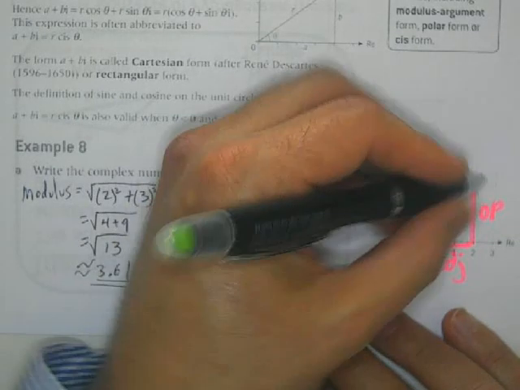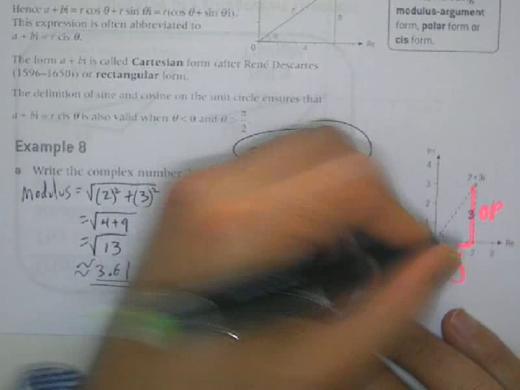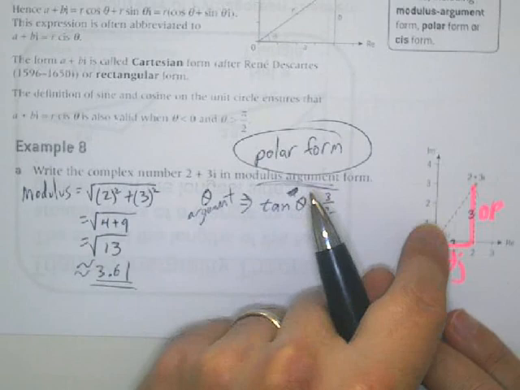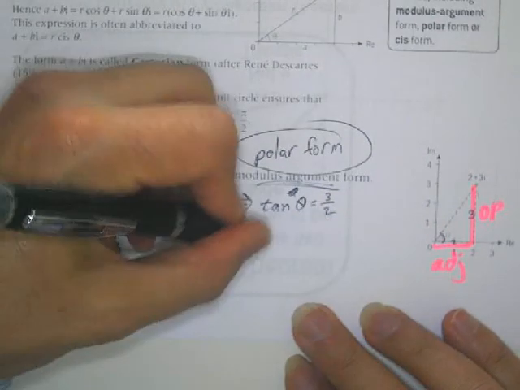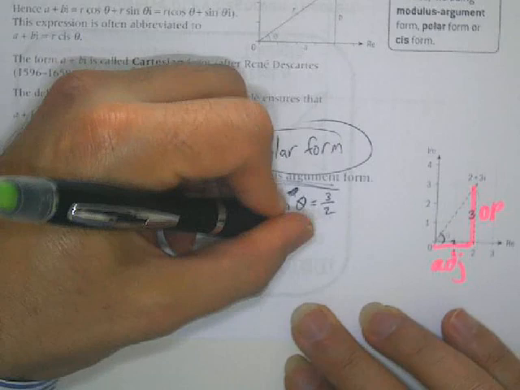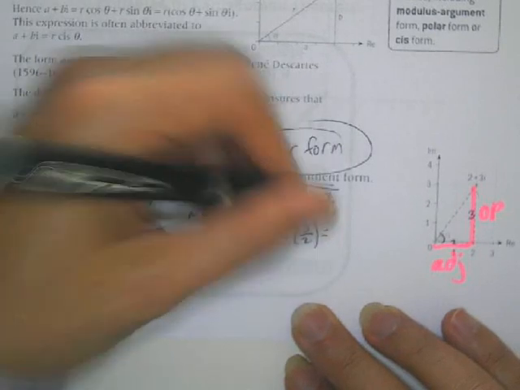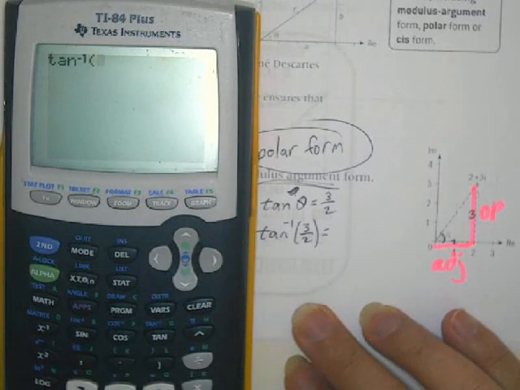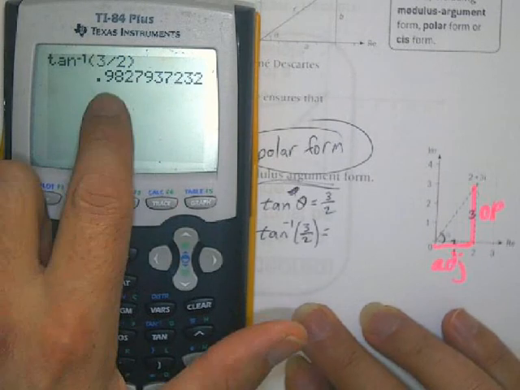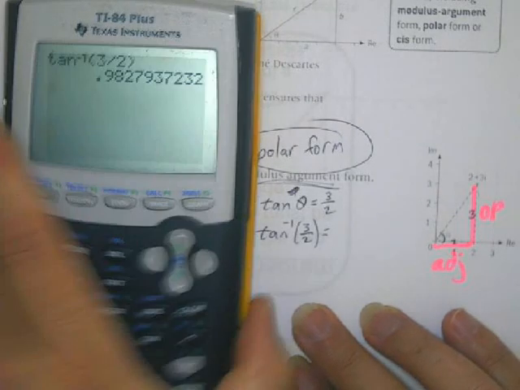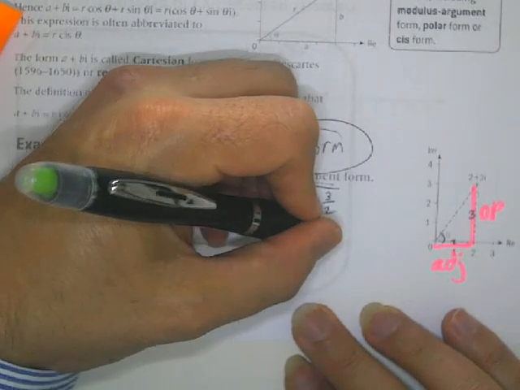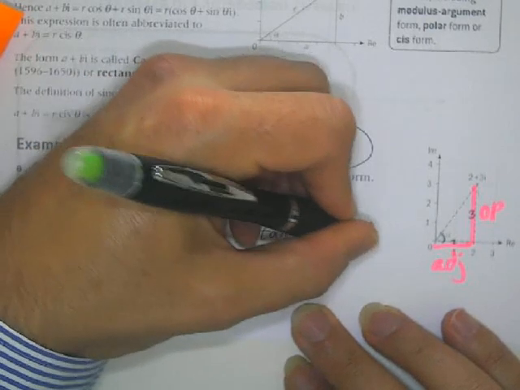So this value here is 3. That value there is 2. So we have 3 over 2, opposite over adjacent. So if I do the inverse of that, then I can get my answer. So second tan, 3 divided by 2, and I'm going to get 0.983. So theta equals 0.983.